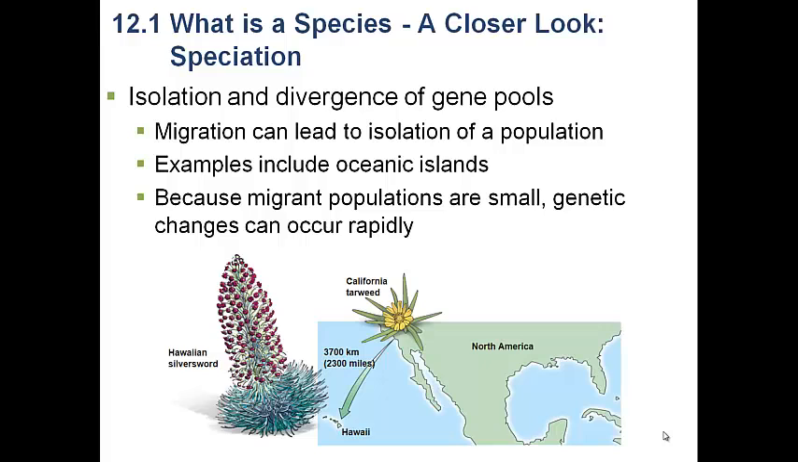We see examples when we look at the natural world of isolation and then divergence in the gene pool, in two gene pools from one another as a result of that isolation. One example that we see is the California tarweed. California tarweed is a small flower found on the coast of California there in the Pacific Ocean. And interestingly, in Hawaii, we see a somewhat similar plant, although it doesn't look similar, referred to as the Hawaiian silversword. Through genetic analysis, and actually just phenotypic analysis as well, we are fairly certain that the California tarweed is the ancestor of the Hawaiian silversword.